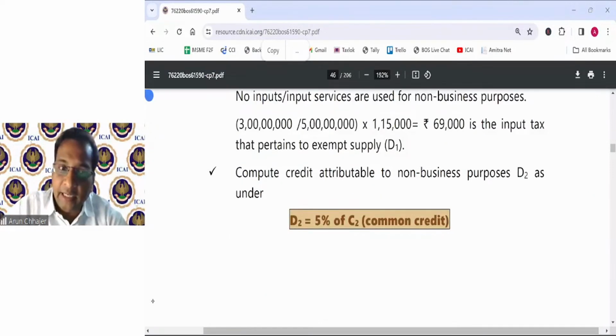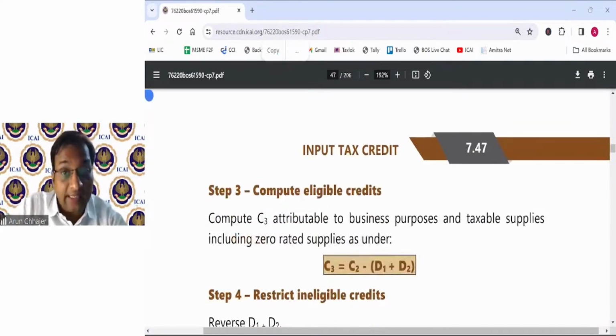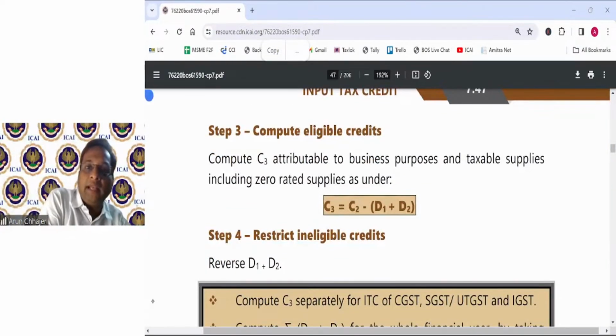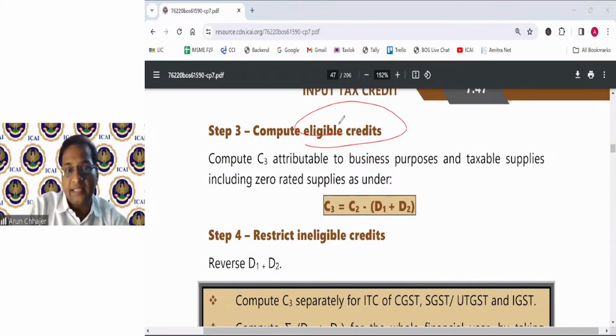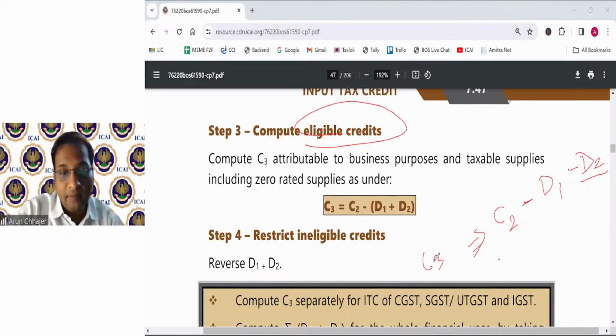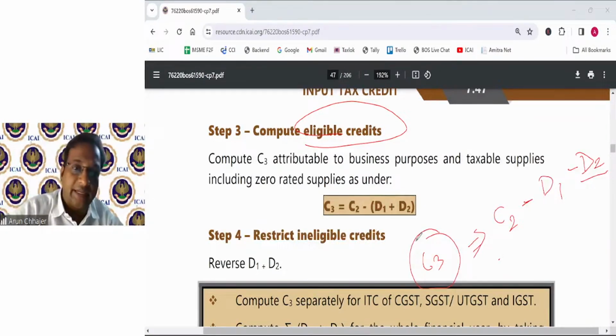And common credit attributable to the non-business purpose is 5%, if any. So I can say the common eligible credit, compute eligible credit. So I can say the total common credit C2 minus D1, that is exempt C2 multiplied by E by F, and D2, that is 5%. So once you remove all these components, then it is called as C3. C3 would be eligible credit out of the common credit.